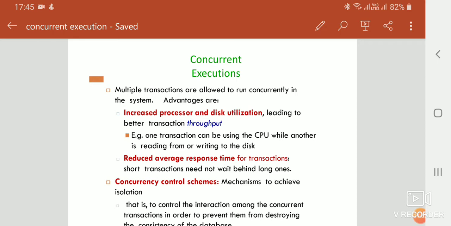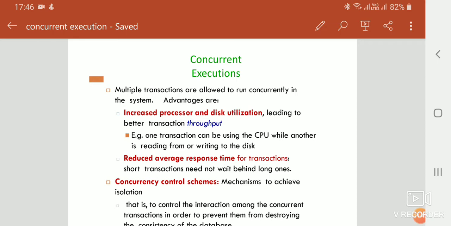While a read or write on behalf of one transaction is in progress on one disk, another transaction can be running in the CPU, while another disk may be executing a read or write on behalf of a third transaction. So all of this increases the throughput of the system. That means the number of transactions executed in a given amount of time is called throughput. So we can cover the maximum number of transactions by allowing some to use CPU and some to use disk. Like this we can reduce the time also, and all these can run in parallel and finish the work on time. So that is increased processor and disk utilization.